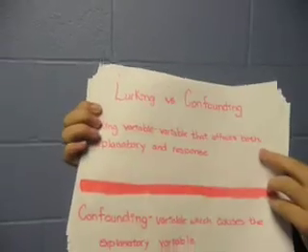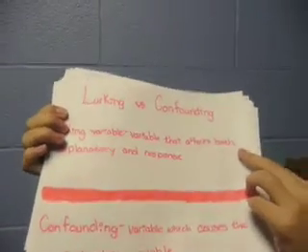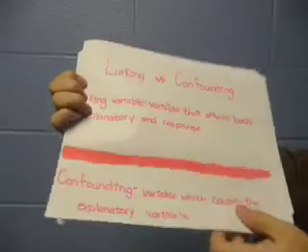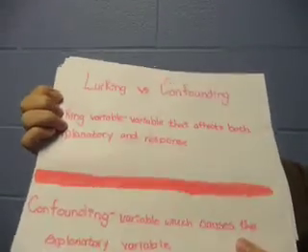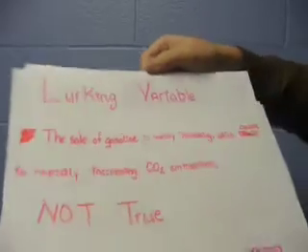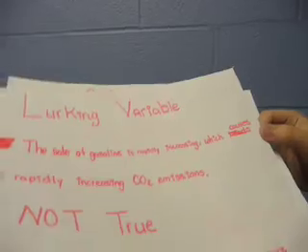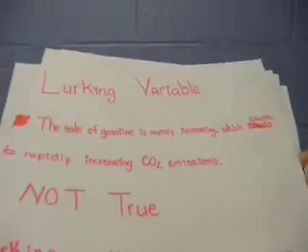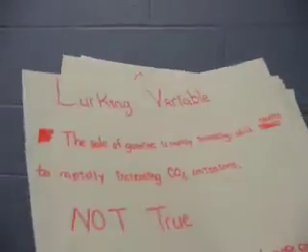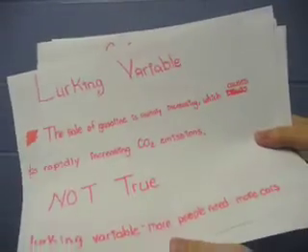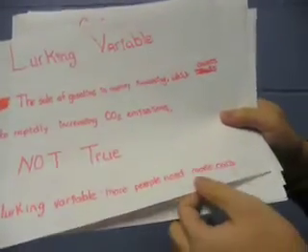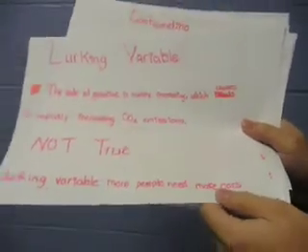Next is about lurking and confounding variables. A lurking variable is a variable that affects both the explanatory variable and the response. A confounding variable is a variable which also affects the response along with the explanatory variable. The lurking variable, here's the example. The sales of gasoline are rapidly increasing, which causes rapidly increasing carbon dioxide emissions. It's not true. The lurking variable actually is more people need more cars. Sure. Next one.